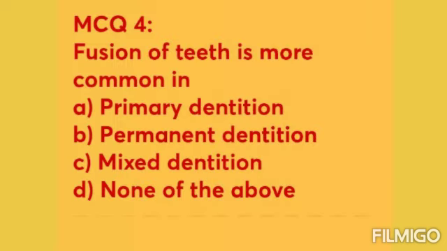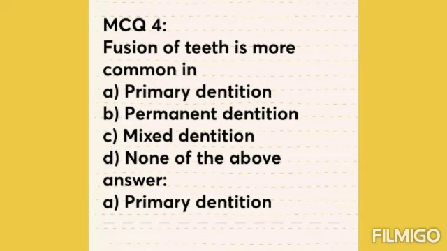The fourth question is, fusion of teeth is more common in option A primary dentition, option B permanent dentition, option C mixed dentition, option D none of the above. So the answer is option A, primary dentition. So fusion of teeth is more common in the primary dentition.